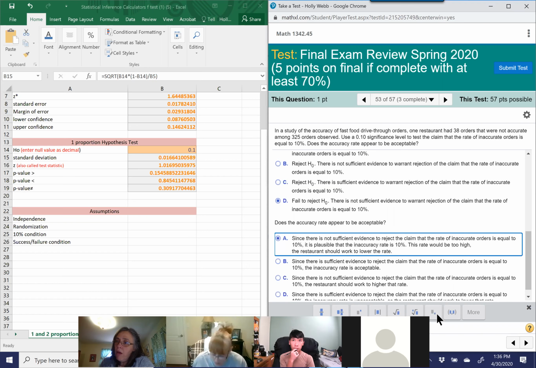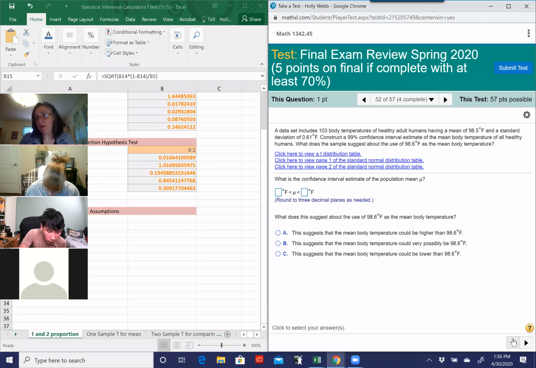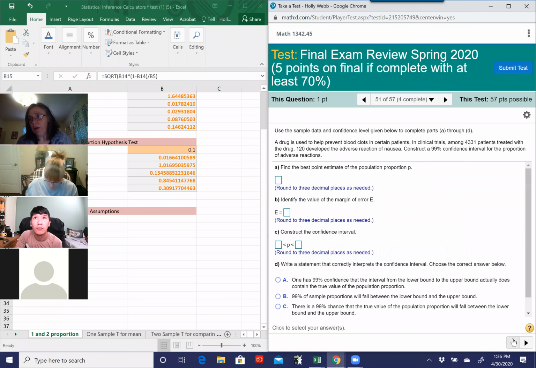Okay, yep, so that was number 53. That was an 8.4 question. And I thought I would go to 51. We probably won't get through all the questions that I wanted to do, but 51 is a confidence interval of, it looks like, proportions.